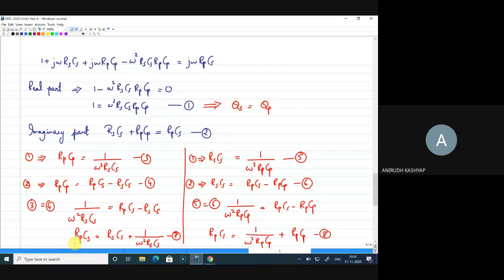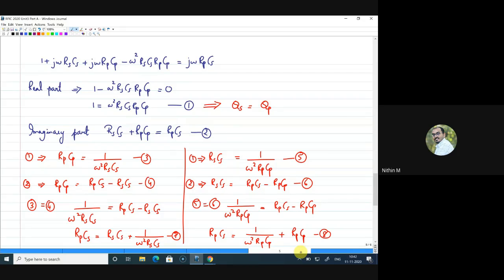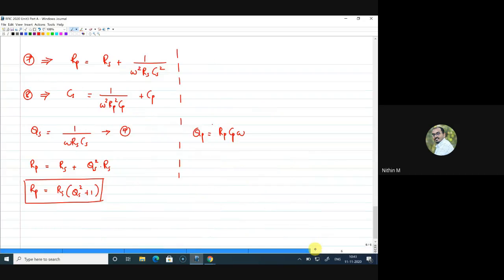Sir, in the next slide, where you have written the expression for Cs, it will be 1 by omega square Rp square Cp. Sir, it won't have a Cp square term in the denominator. Yes. Very good. Okay. Cp plus Cp. This is right, no? Cp square, yes, in RsCs equal RpCp. In 7 and 8 they are interchangeable. Yes, it is interchangeable.